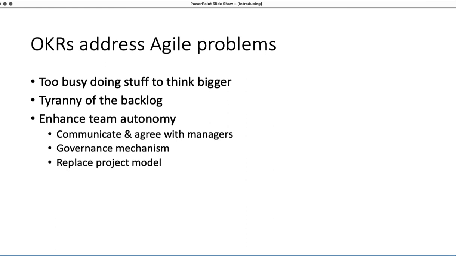OKRs can actually help enhance team autonomy. Because OKRs are coming from the bottom up, because they're communicating with managers, because you can get agreement from those people, we can move away from this authoritarian, you do this, you do that. It's more a case of saying, we're going to do this. Do you agree? Tell us why it's not a good idea. OKRs can provide a governance mechanism. OKRs can even replace the project model.